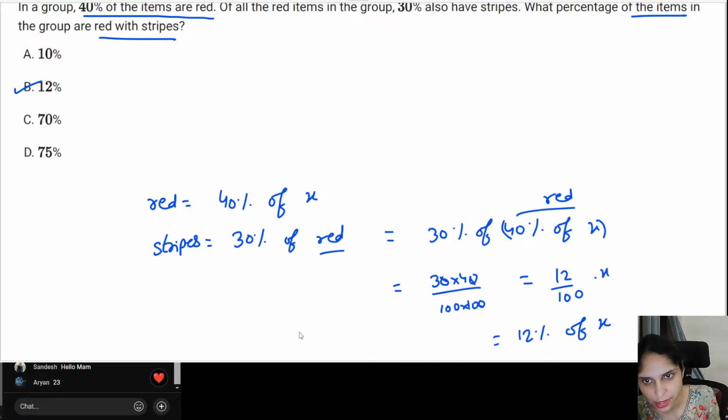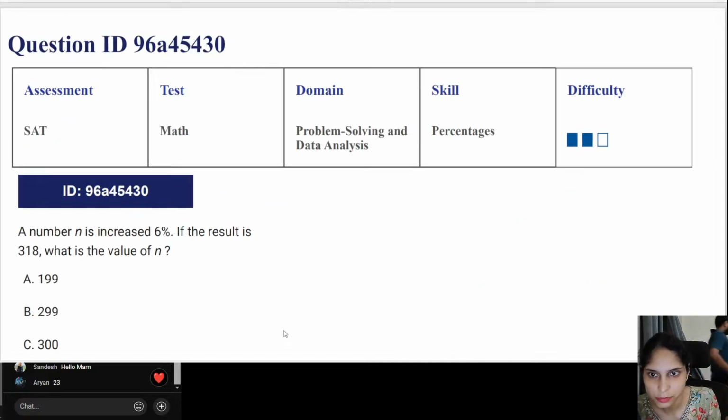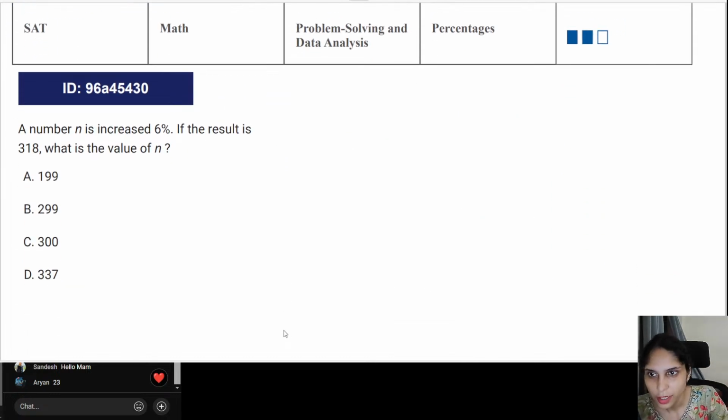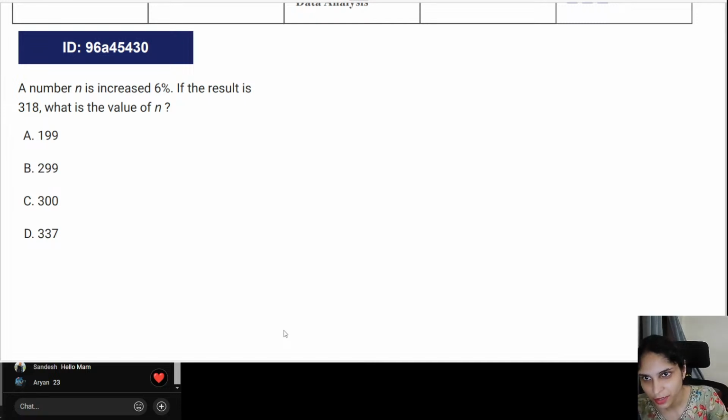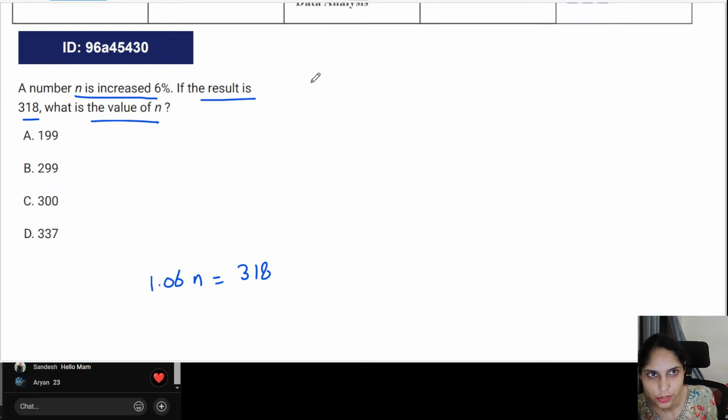Next one is question number 26. If a number n is increased by 6%, result is 318, what is the value of n? Okay, so n is increased 6%, that means 1.06 times n is equal to the result, and the result is 318. This is going to be your equation. So you can now just use Desmos. Instead of n, you just replace it with x.